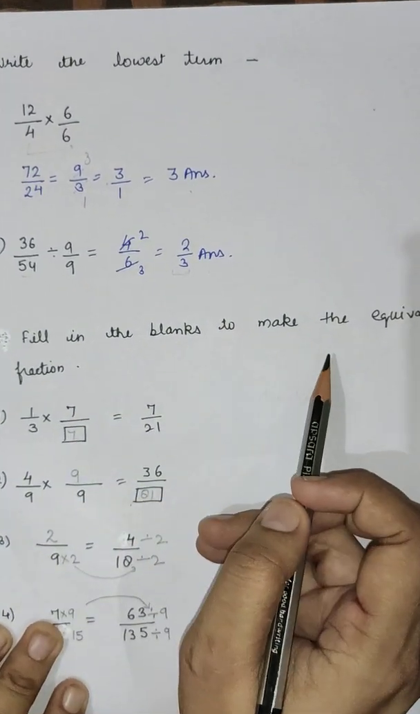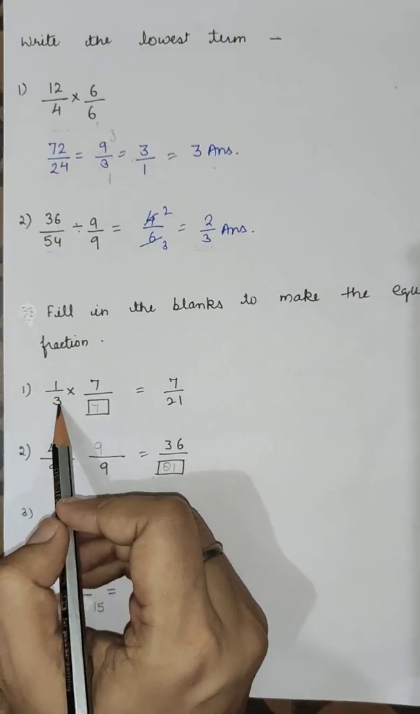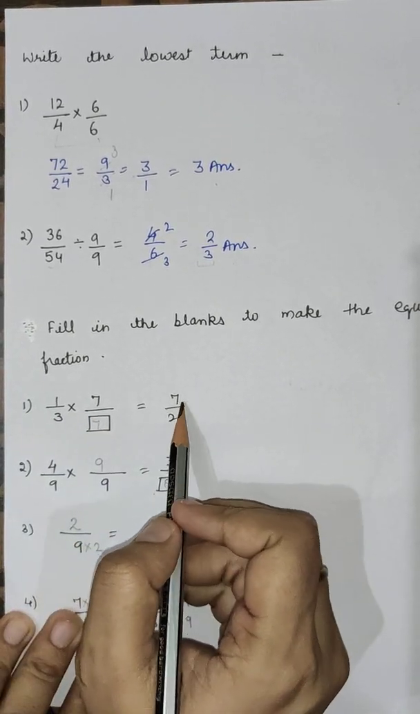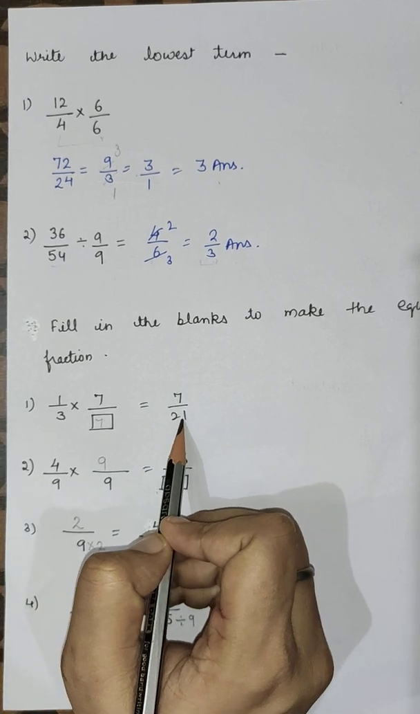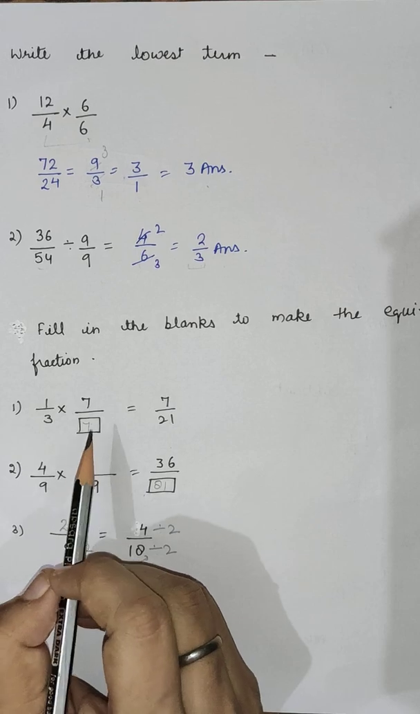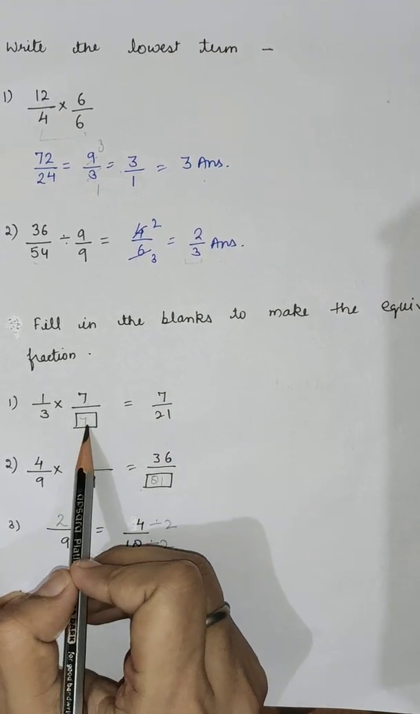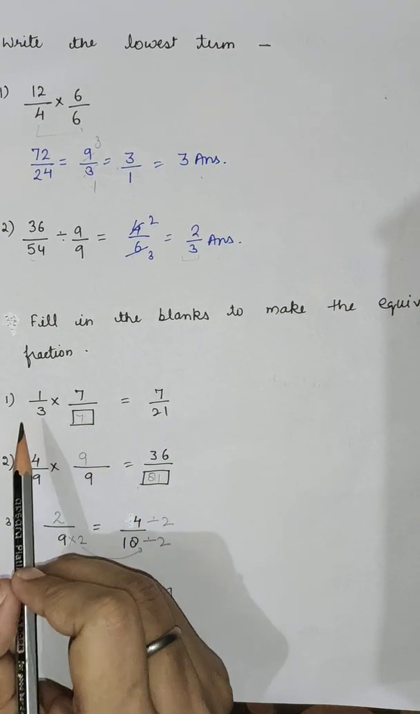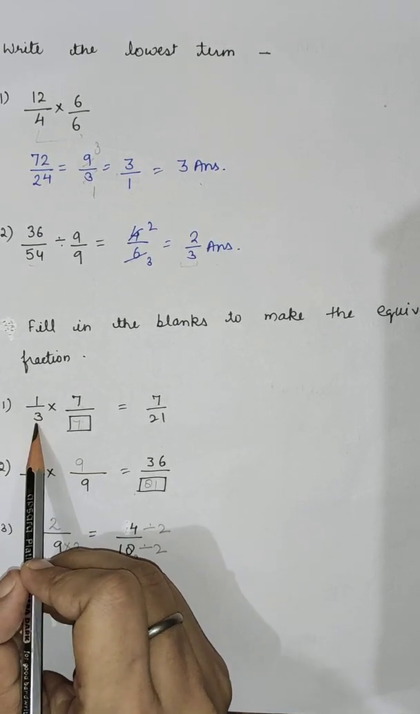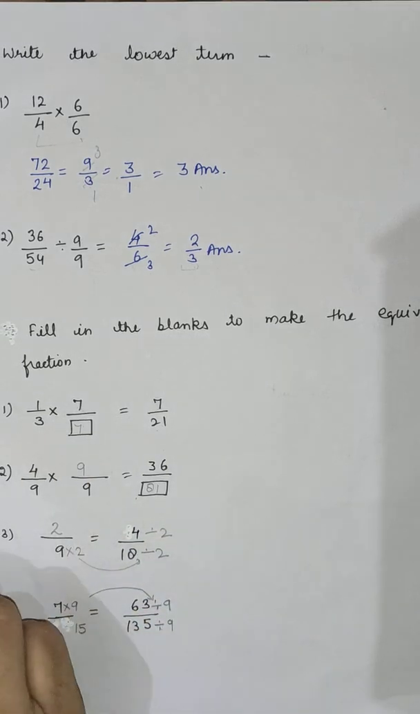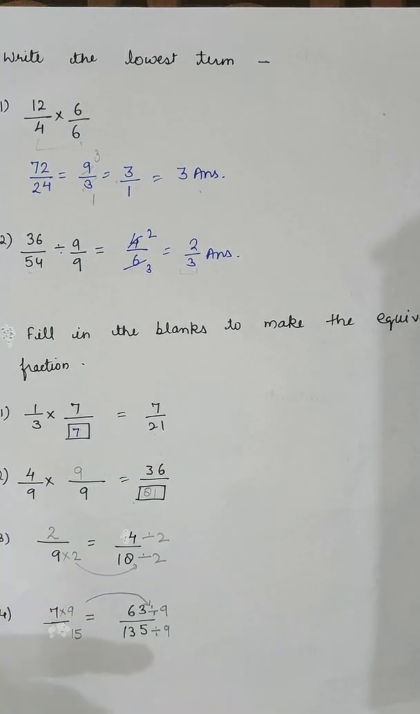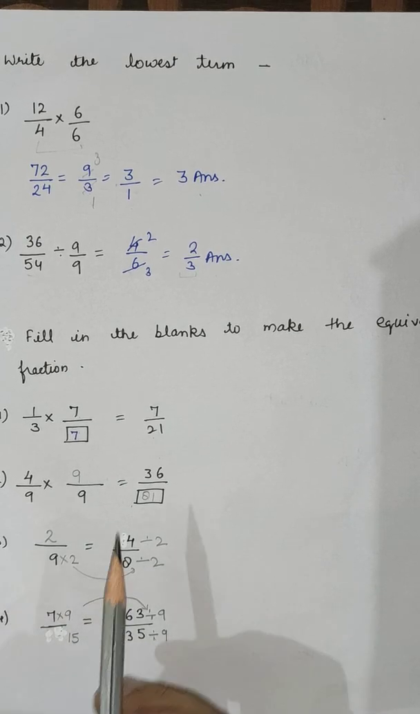Fill in the blanks to make the equivalent fraction. Now 1 by 3 multiplied by what, to get 7 by 21? Here you can see 7 1s are 7. Now this is a blank; we don't know what to fill here. Then by which number do we multiply 3 to get 21? The number is again 7. 7 3s are 21.